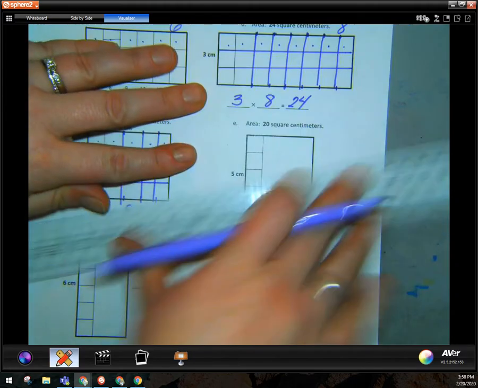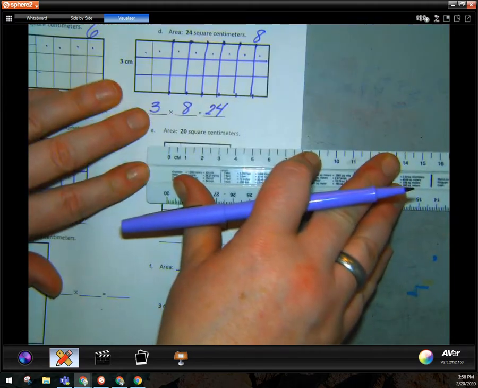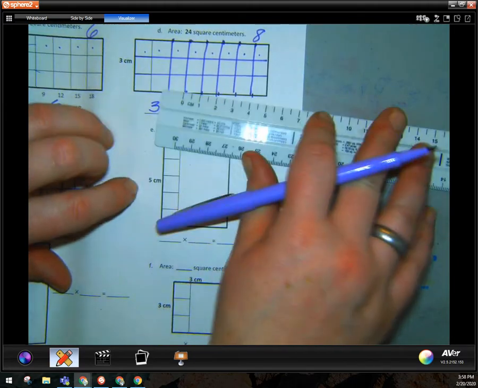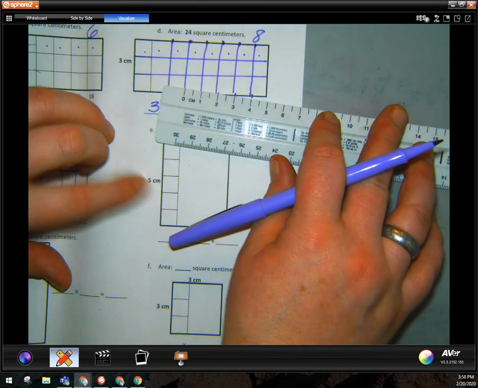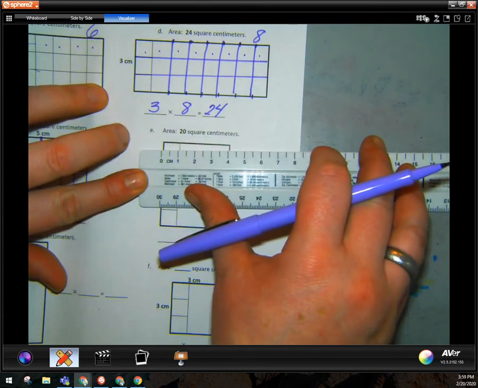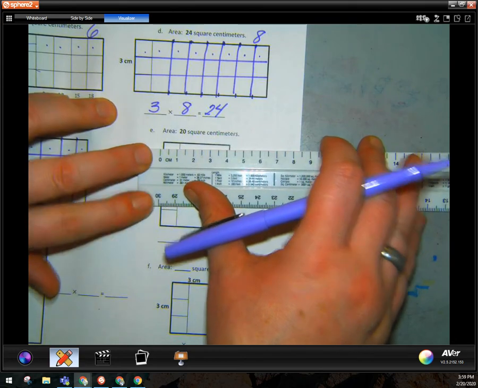This one, they've told me the area is 20 square centimeters. And they're saying this side is 5. Well, if this side is 5, I know 5 times 4 is 20.